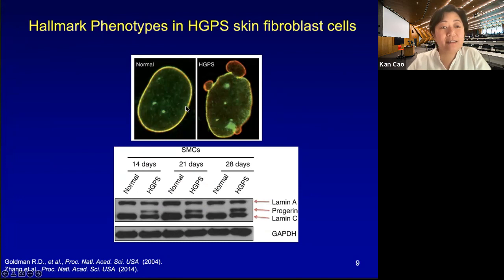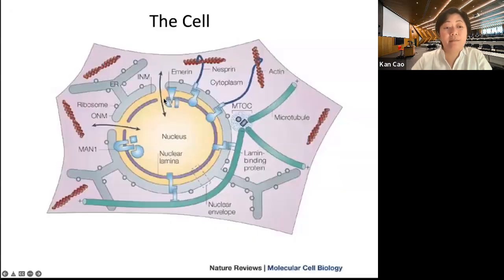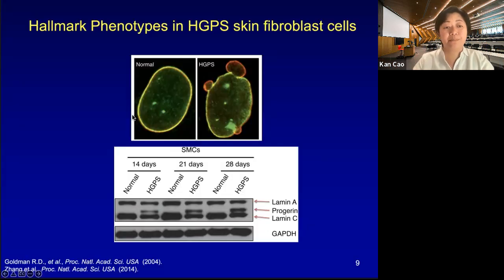On the left, you see a normal cell with an oval shape. That's what the nucleus is supposed to look like. And in the skin cell from the progeria patients, we found that their nucleus is quite abnormal, with these classical blebbings happening on the nucleus. That's because of the mutation present in the purple ring of the nuclear lamina that provides the support to the nucleus.